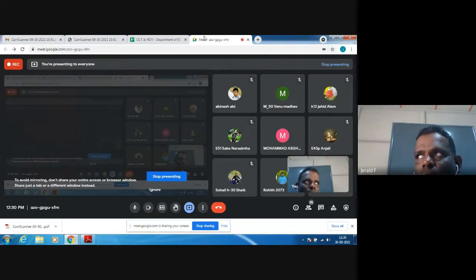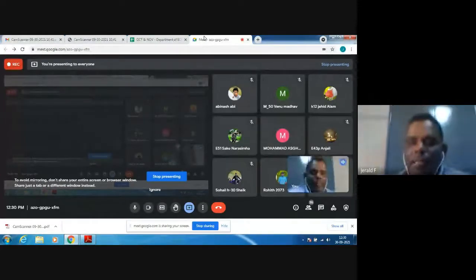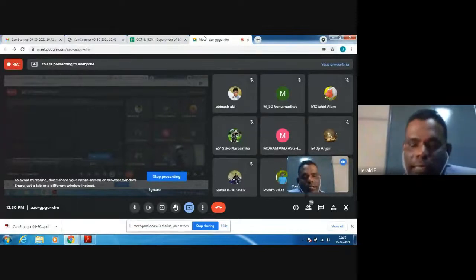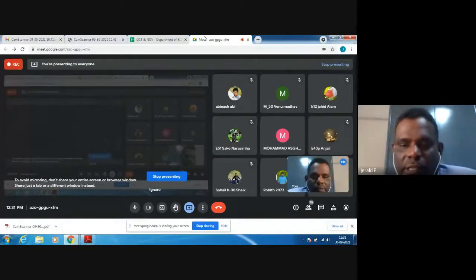The BJT is nothing but a current control device. What is the difference between the FET and BJT? The BJT is a current control device. It can act as a switching circuit. Normally the BJT acts as a switch. In the bipolar junction transistor, there are two junctions available: the emitter base junction and the collector base junction. Two depletion regions are available. The potential barriers should be very good.